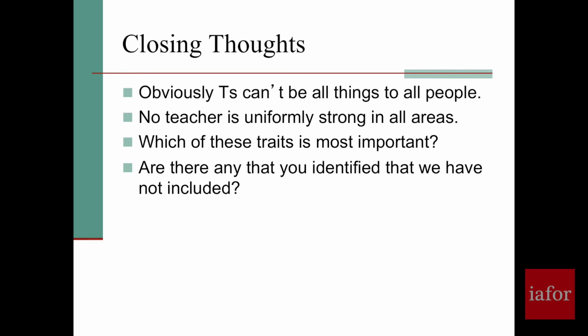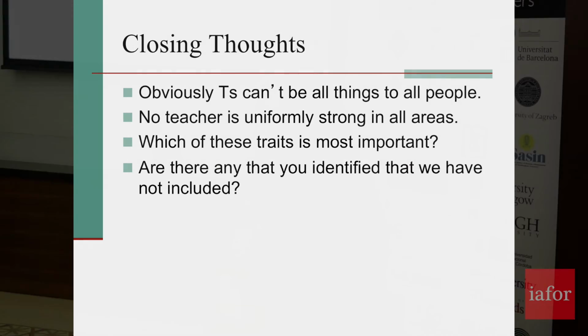So some closing thoughts on what I've said. Obviously, we can't be everything to everyone, and there will be areas where we are not universally strong. I hope that you have been looking at some of these areas and saying, okay, I'm good in 2, 3, 4, 5, and 6, but maybe I need to work on 8 and 10. This is the purpose of doing this. This is how I try to reflect, by meeting with groups of teachers and understanding their own perspectives. So which of these traits is most important to you? That's for you to judge.